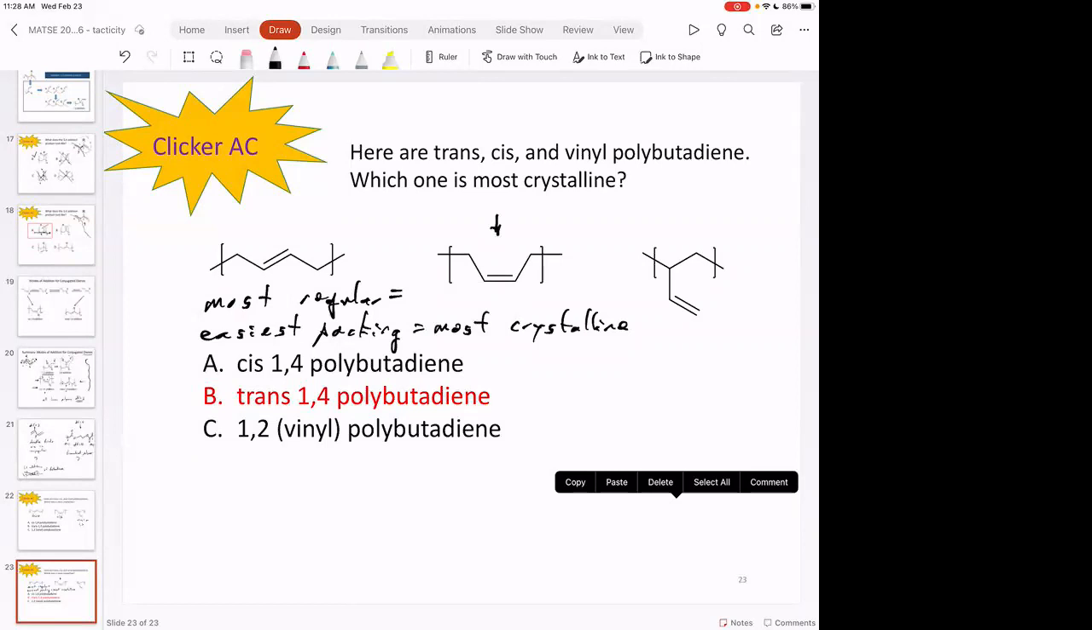And so any cis conformation combats crystallinity, and of course this has a pendant group, so that's not going to be good. And so trying to decide between cis and trans can be difficult, but look for the most linear, most regular chain.